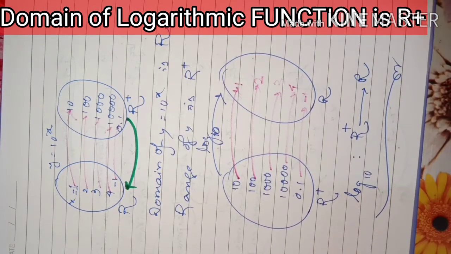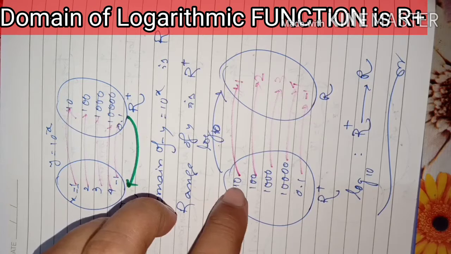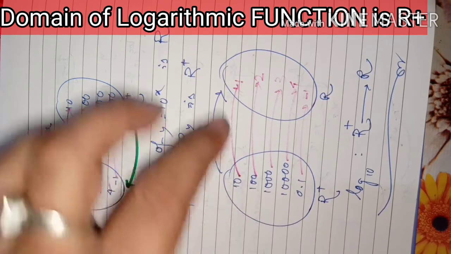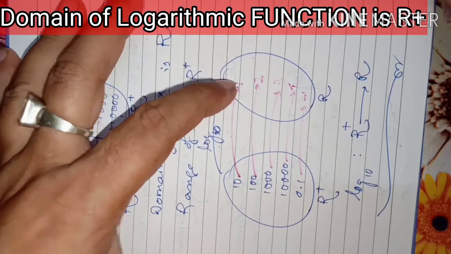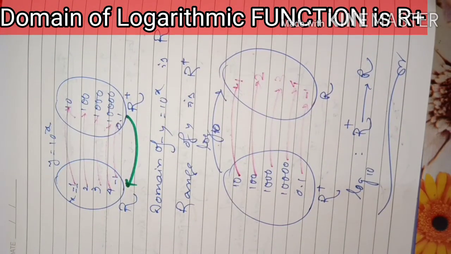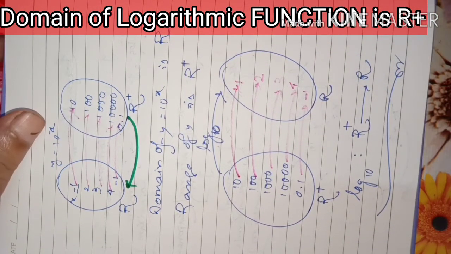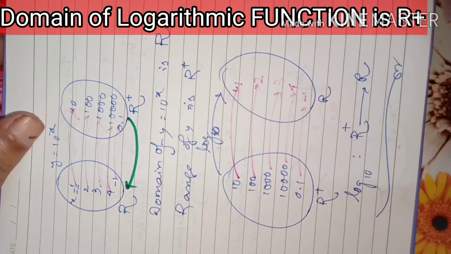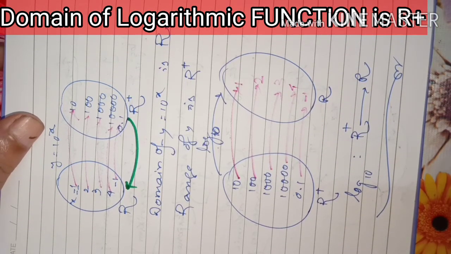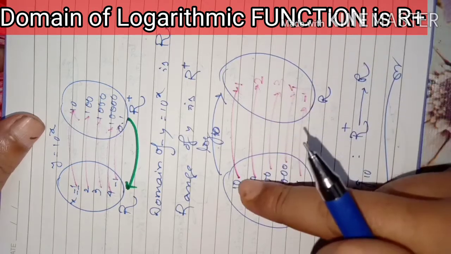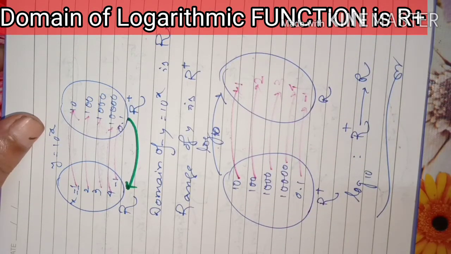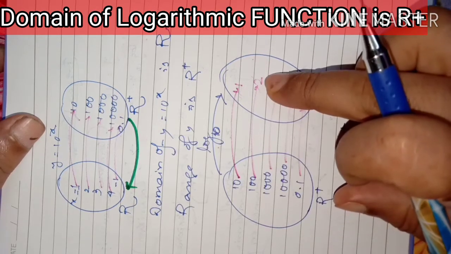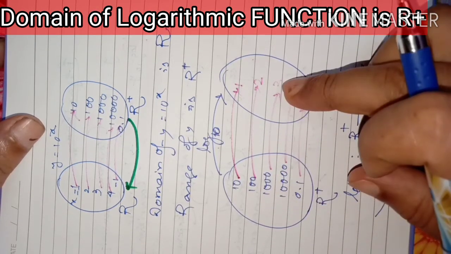This is also a function, because each one of these members of this domain will have a unique image in the codomain. So the range is here the real numbers. So this function we can represent by means of a graph also. Now by means of a graph, if we represent this relationship between these elements, then it will be like this. For 10 you go to 1, for 100 you go to 2, for 1000 you go to 3, like that.